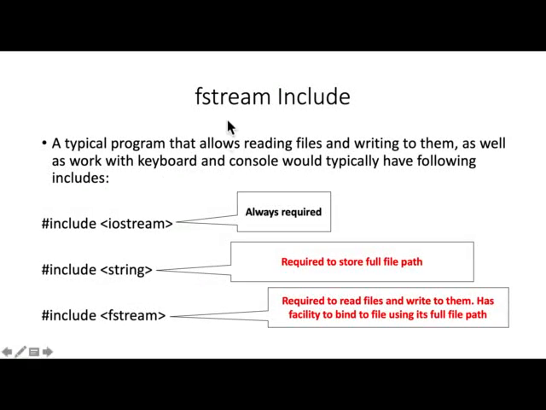So we said that you need the fstream include in order to work with input and output text files. So if I want to write a program that's going to do that, it will typically have these includes. #include <iostream>, that's always required. #include <string>, and that's required to store the full file path.